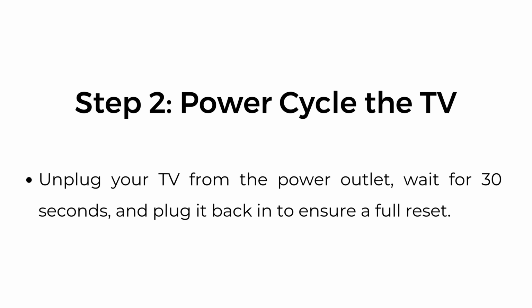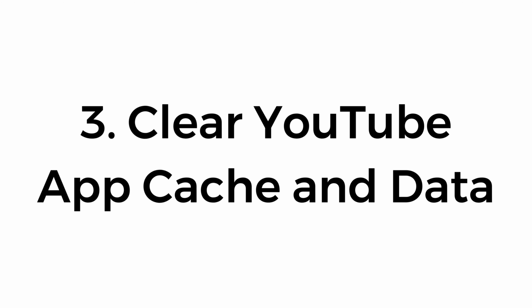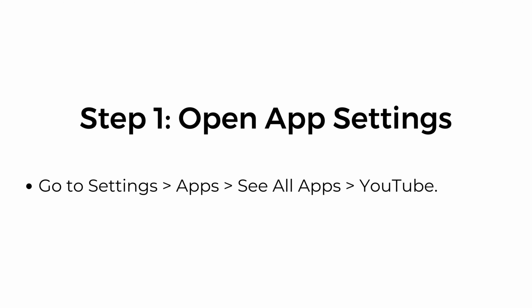Step 2. Power cycle the TV. Unplug your TV from the power outlet, wait for 30 seconds, and plug it back in to ensure a full reset. 3. Clear YouTube app cache and data. Step 1. Open App Settings. Go to Settings, Apps, then See All Apps, YouTube.